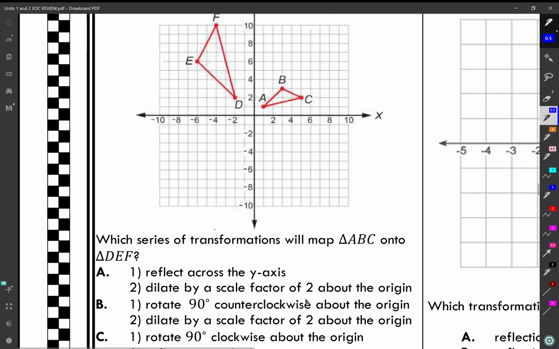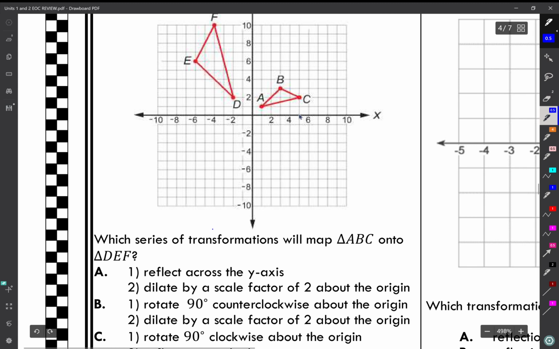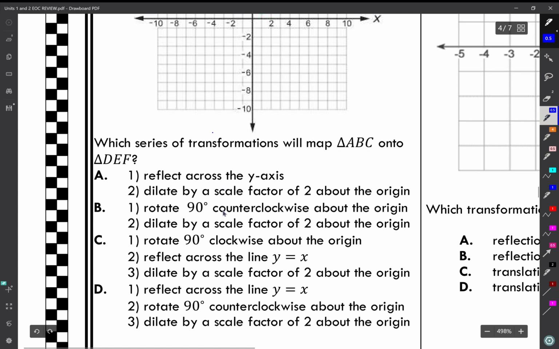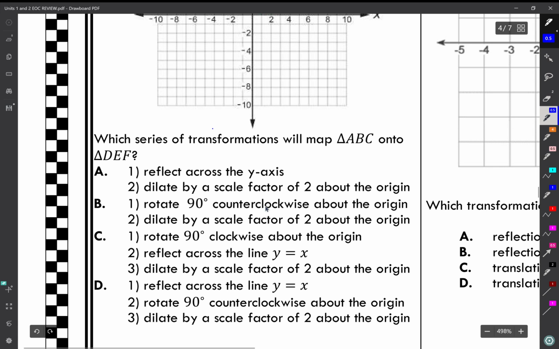Okay, so next I noticed that my triangle, the smaller one, was kind of rotated as well, right? If I rotate it 90 degrees counterclockwise, I'm going to end up in the same orientation as FED. Okay, so I'm looking for a rotation 90 degrees clockwise around the origin and then a dilation by a scale factor of 2. And look at that. That's what I have right here. Is B. Let's stop there. Awesome.